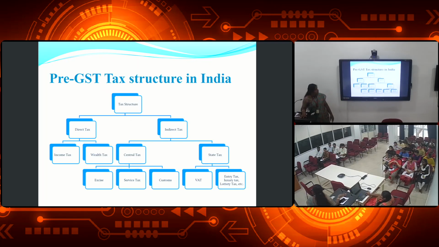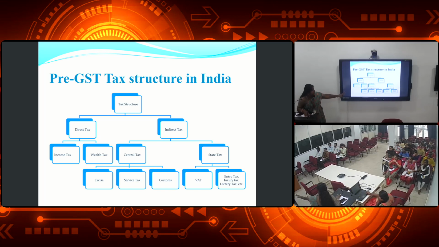Next slide. So this is called the pre-GST structure in India, before implementing GST. These are the structures which were followed before GST was implemented. So we have the tax structure. One is direct tax. Another one is indirect tax.